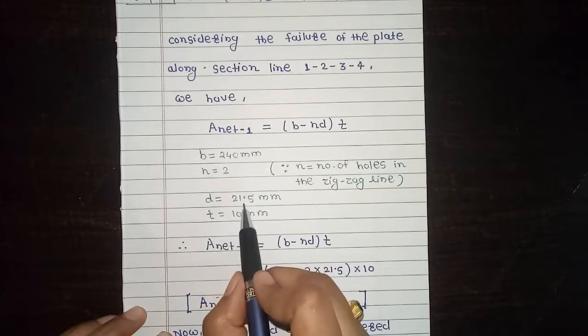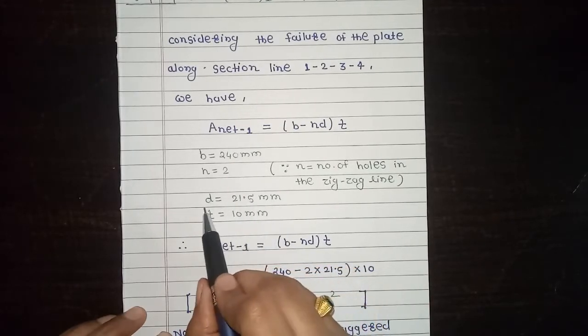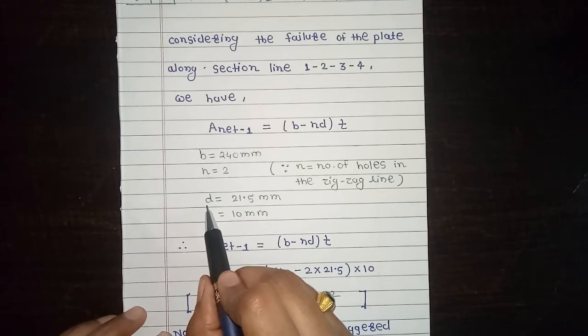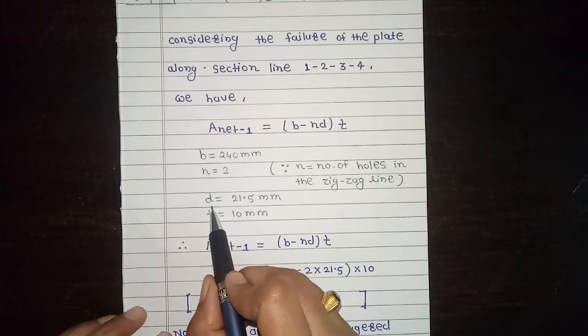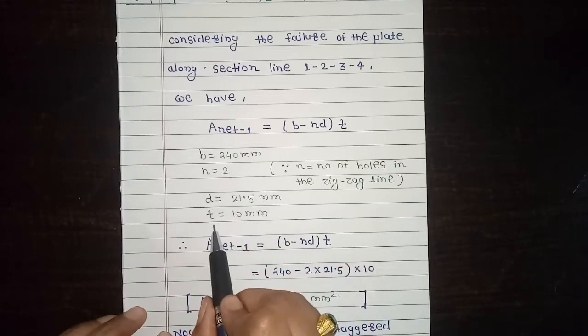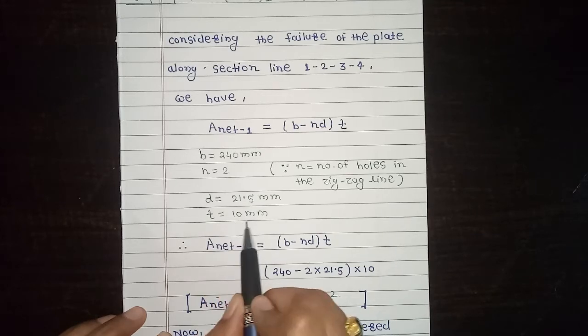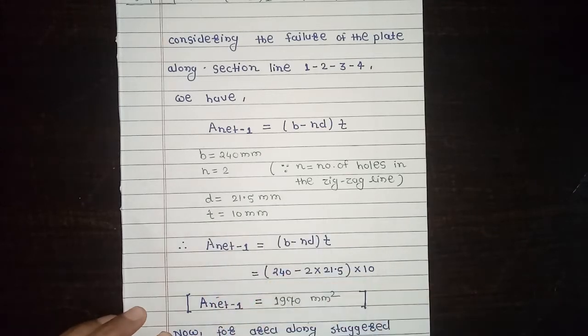d is equal to 21.5 mm as per step first. d is the gross diameter, is equal to 21.5 mm. t is equal to 10 mm, t is the thickness of plate. So t is equal to 10 mm.